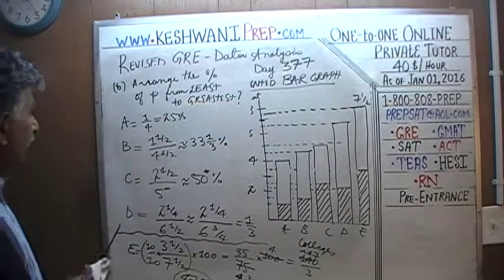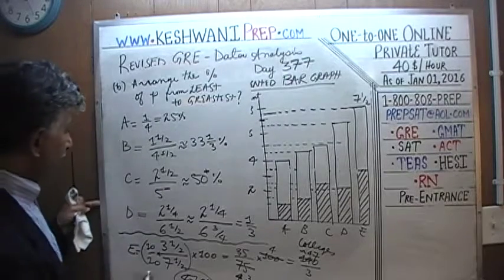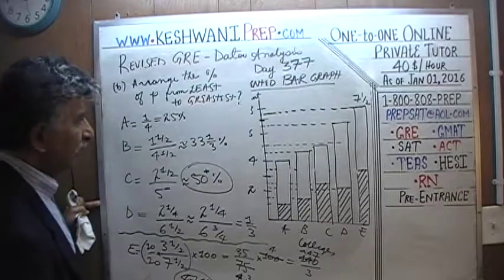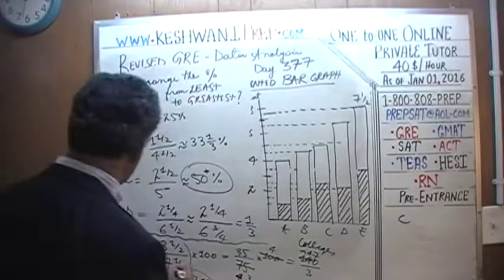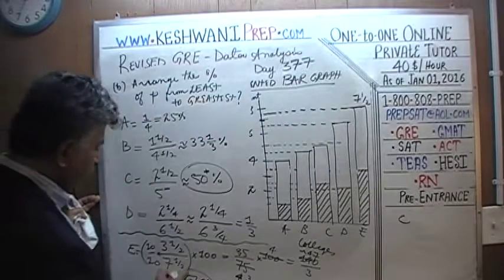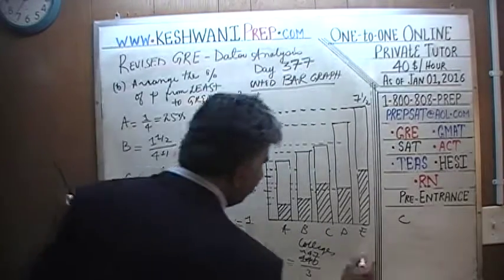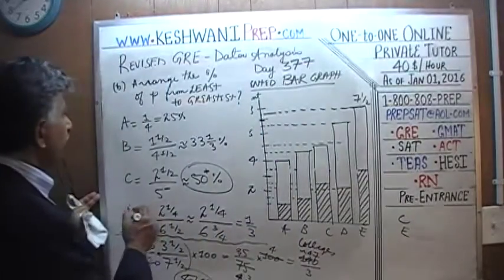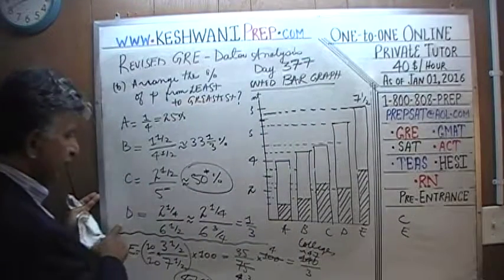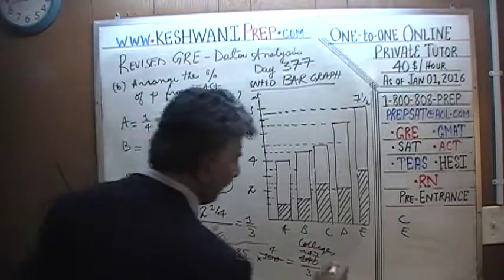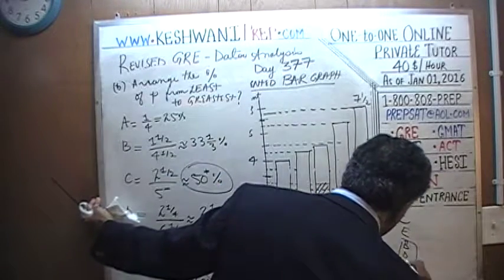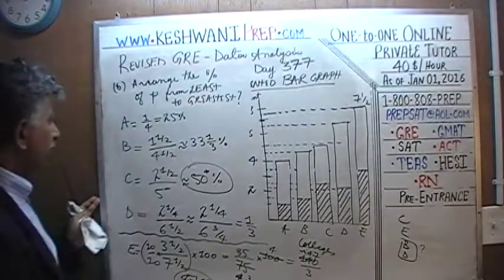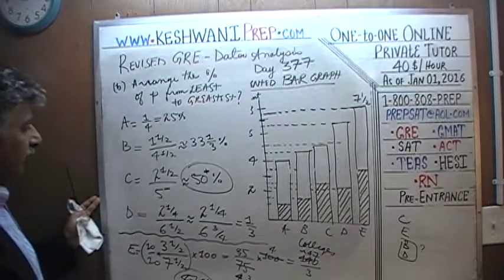If they do that, we can tell right away that C is the highest one, 50%. Then we have 47 some percent, so that's going to be E. Then we have B and D, which I'm going to put down together with a question mark, because we have to figure them out with the calculator. And then finally, A is 25%.